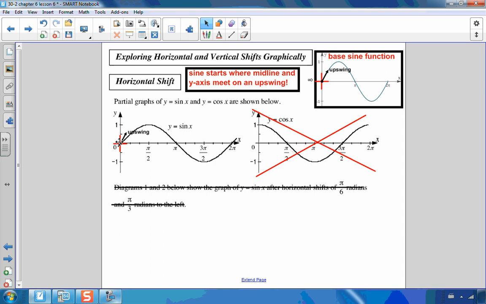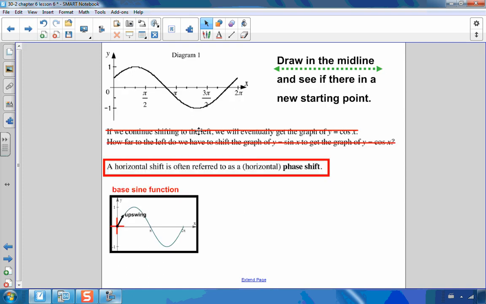So if we go over here, here's the midline. You can see I start midline on an upswing. So there has been no horizontal shift. There's been no left or right movement. Okay, let's look at this diagram here. I want to draw in the midline, and I want to look where the midline and the y-axis meet to see if there's a new starting point. So here's midline and y-axis on an upswing, and you can see that is not where I start. So the graph does not start here on an upswing, so I know there has been a horizontal phase shift.